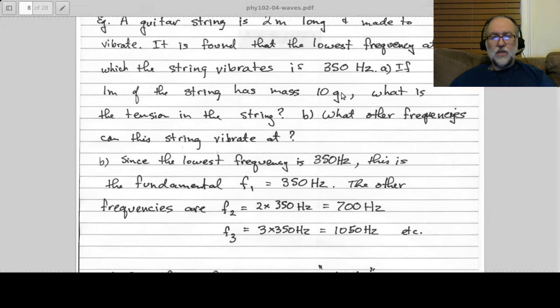Let me read the rest of the question before I go on. Okay, so if 1 meter of the string has 10 grams, what is the tension of the string? And part B is, what are the other frequencies at which the string can vibrate? Okay, so I actually answered part B first because that's the easiest one.